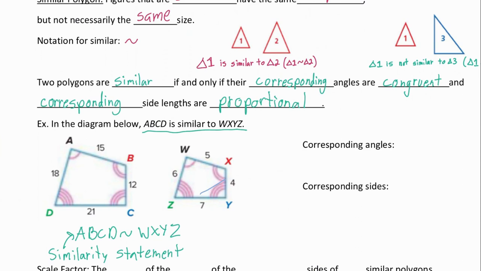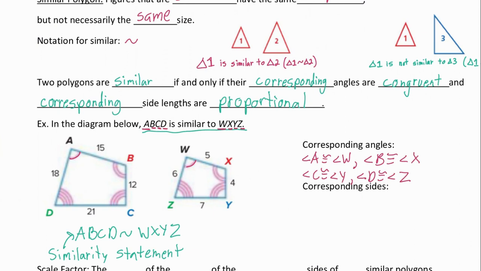And so the corresponding angles are going to be congruent. Looking at this, angle A corresponds with angle W, so angle A would have to be congruent to angle W. Similarly, angle B corresponds with angle X, so angle B would have to be congruent to angle X. Again, angle C corresponds with angle Y, so angle C is congruent to angle Y. And finally, angle D is congruent to angle Z. We can also see this in the image with these little arc marks denoting congruence.